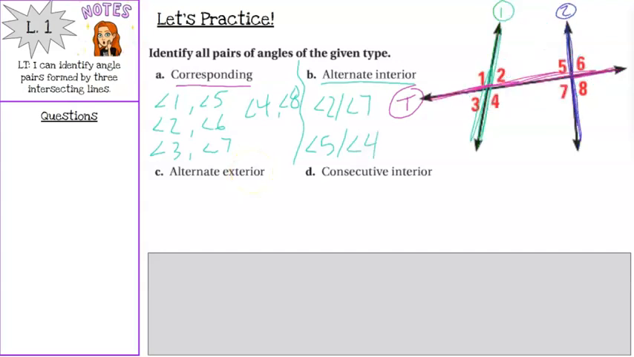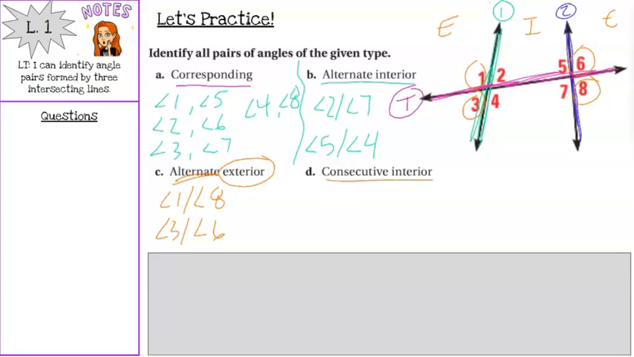Alternate exterior, meaning they're on the exterior of the transversal. So exterior, exterior, interior. So we're looking at angles 1 and 3 and 6 and 8. And alternate, so 1 is on the top, 8 is on the bottom. So angle 1 and angle 8. And then 3 is on the bottom, 6 is on the top, angle 3 and angle 6.